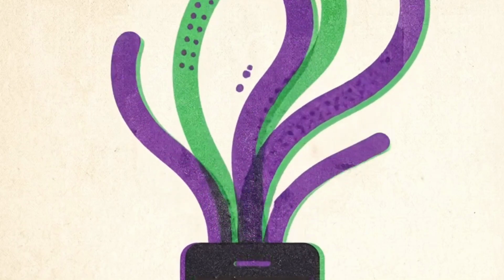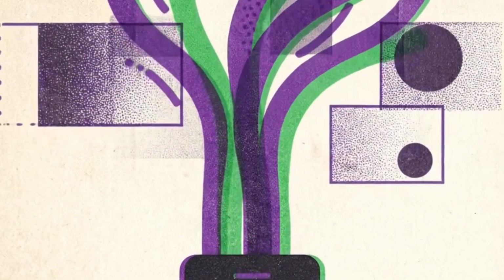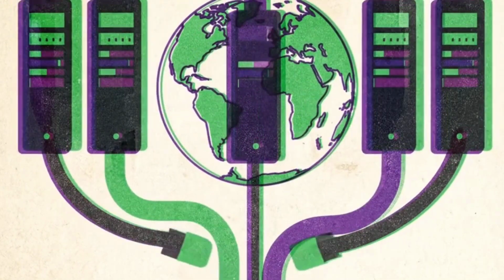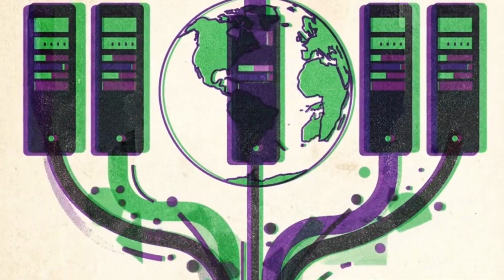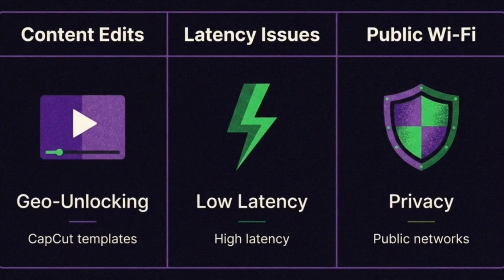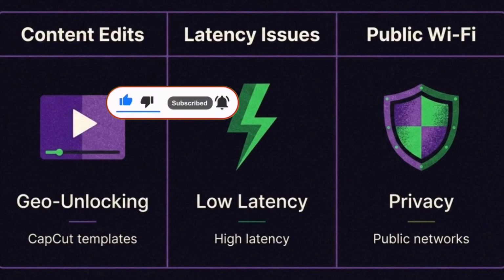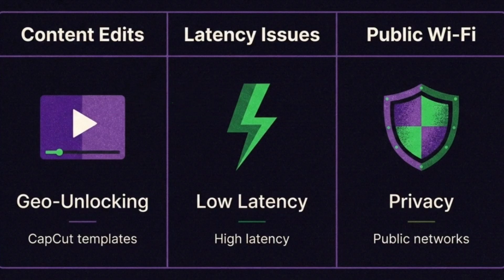Right now, millions of people around the globe are searching for a reliable mobile VPN for three very specific reasons. This table breaks down exactly who is driving this demand. We have mobile creators trying to bypass regional bans for CapCut templates, mobile gamers fixing high latency, and daily drivers looking for basic web privacy on public networks.